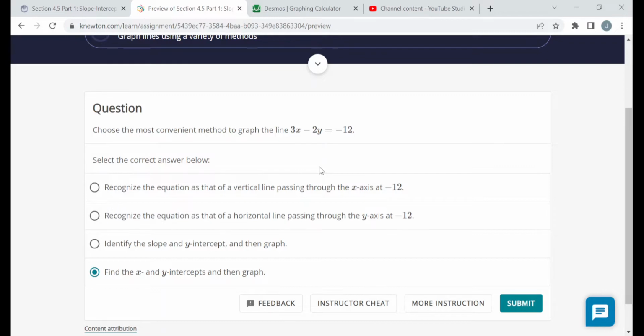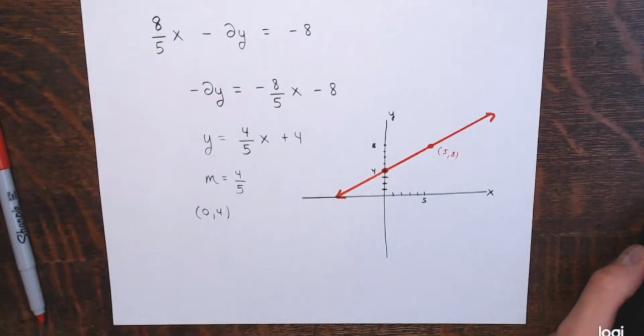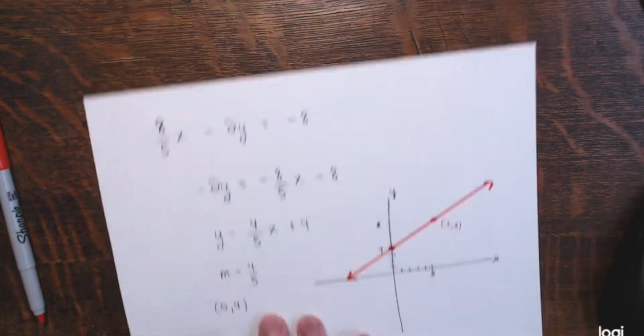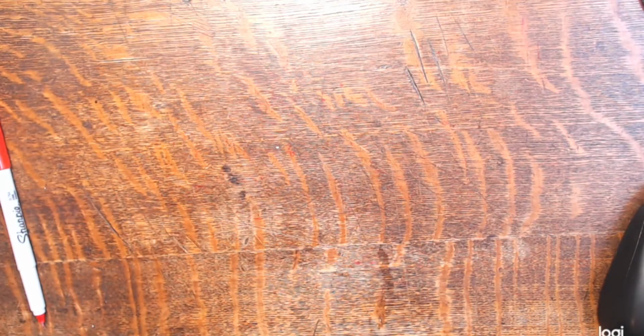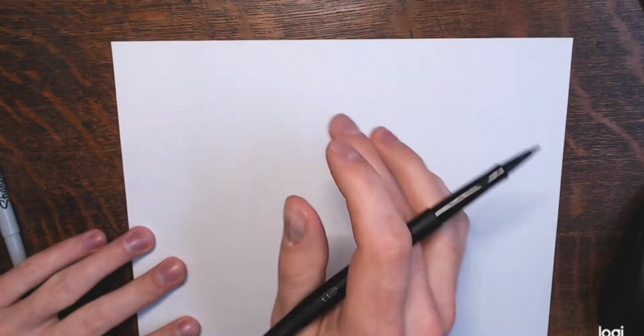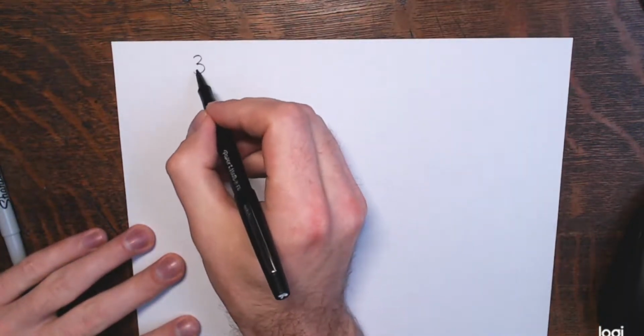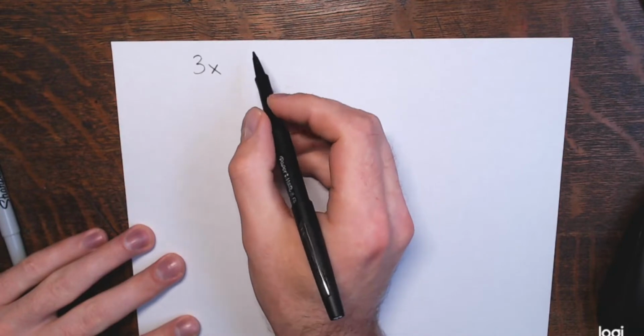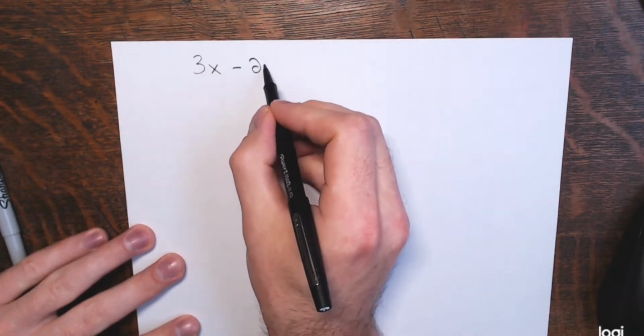Right. So yeah, so again, just a little tip here. If it's in standard form, ax plus by equals c, and a and b go into c evenly, like this here, it would be a lot easier to just find the x and y-intercepts and graph. Let me show you. So again, this equation here. Now you don't have to do that. Right? They're just saying what would probably be considered by most people to be the most convenient.